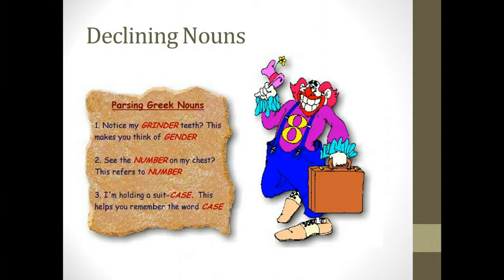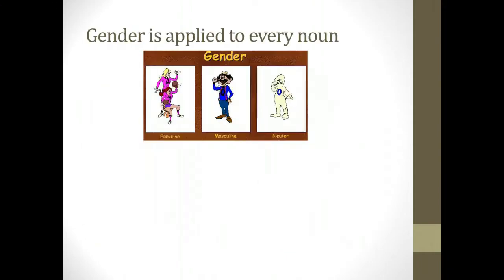So let's start off first of all with gender. In Greek, gender is applied to every noun. A noun is classified as either being feminine, masculine, or neuter. Okay? Now, I do want to stop at the moment and just let you know that this does not have anything to do with anything being particularly female, masculine, or neuter. It's just the way they're classified.